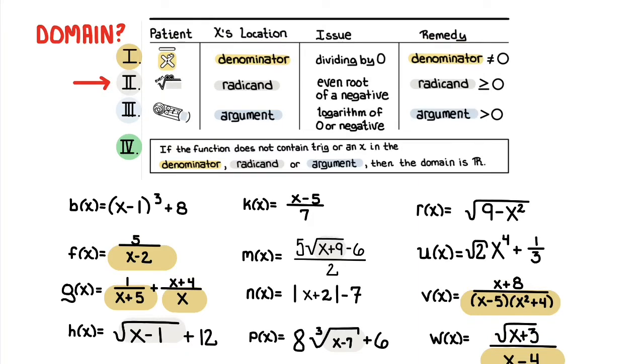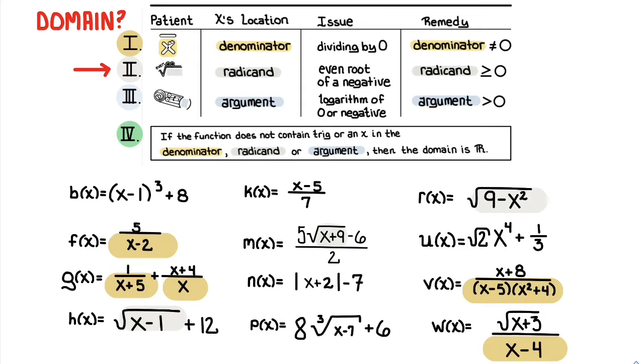At first glance, you might think that the function p of x has domain issue number 2, but notice this is a cube root. The domain issue only occurs if you're taking an even root, like the square root, fourth root, sixth root, and there's an x underneath the root. So p of x does not have domain issue number 2.